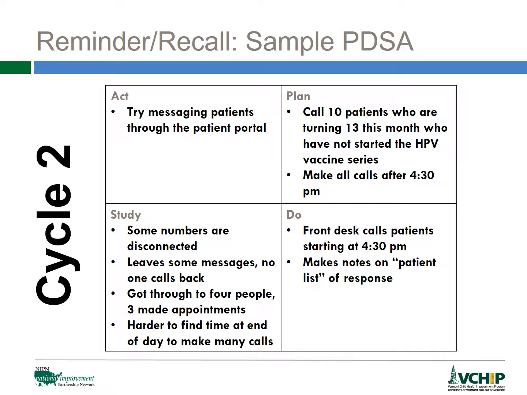And he's thinking, well, if it's hard to find time to call 10 patients at the end of the day, how are we going to ramp this up when we're doing a much larger list? So with that in mind, they're like, all right, is there another way we can message patients that will maybe be less resource intensive? So in this example, they decide, well, let's try messaging patients through our patient portal. And that sets the basis for their third PDSA cycle.